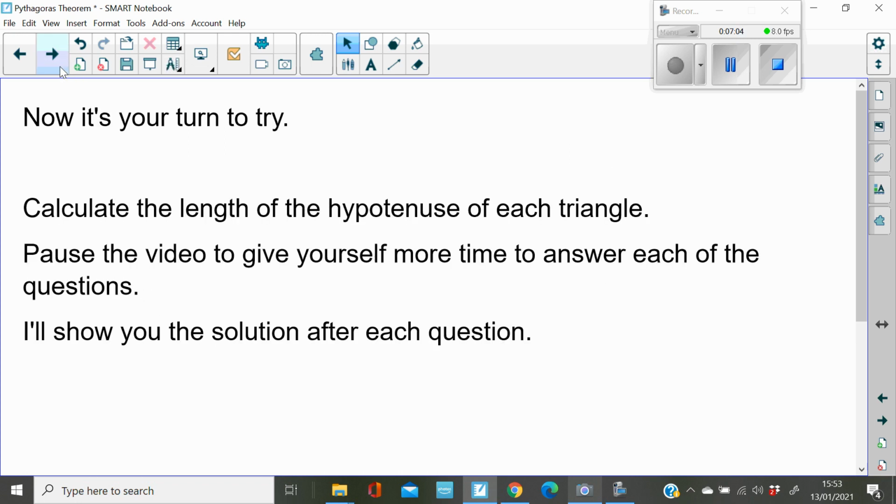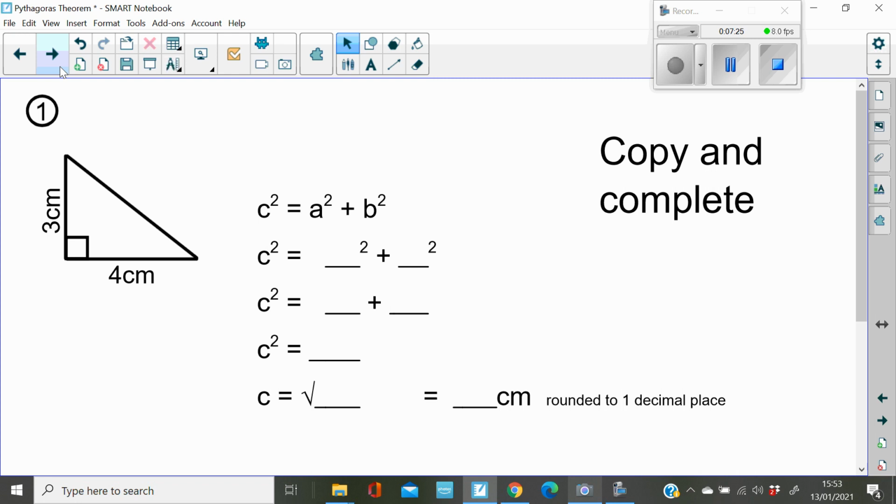So now it's your go. I want you to calculate the hypotenuse of each triangle. If you need to go back with a video to check the formula and how to use it, then by all means do that. I've left some blanks for you to fill in, and all you need to do is complete the blanks and work out the answer to each one. And I'll get the answers in just a minute as well. So pause the video, copy this into your jotters, and then work out the answer.